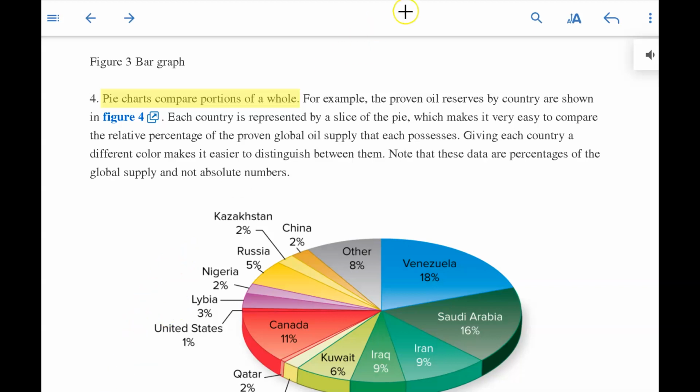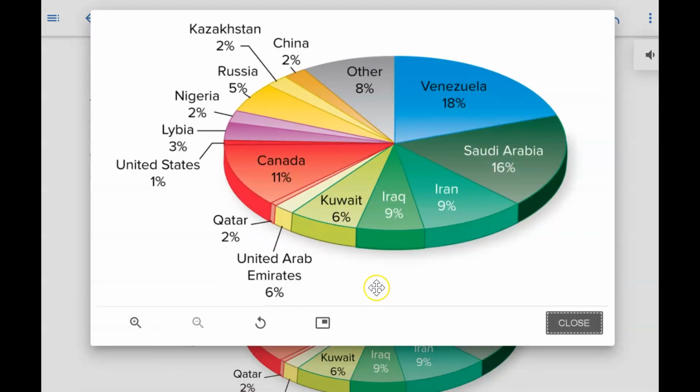So in this particular example, we are looking at the proven oil reserves by countries, as shown in this figure. So let's take a look. So here we go. This is actually a representation of oil resources by country. So if we consider the entire resources of oil on the planet to be 100%, what percentage of those oil reserves would be associated with a particular country?